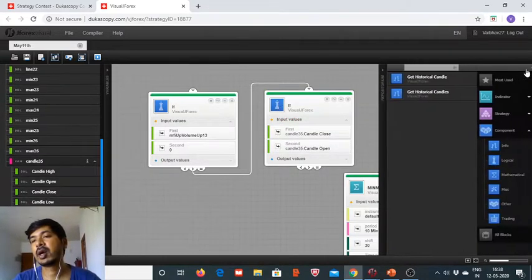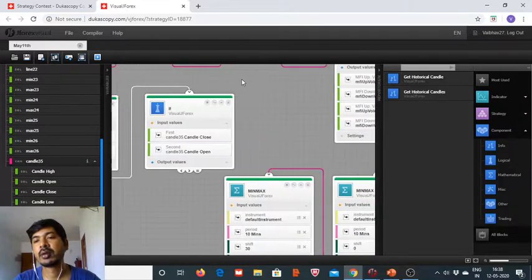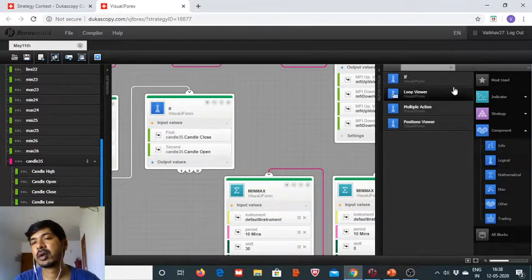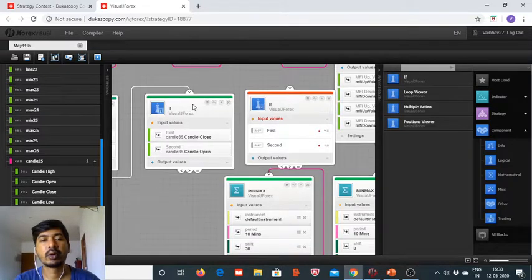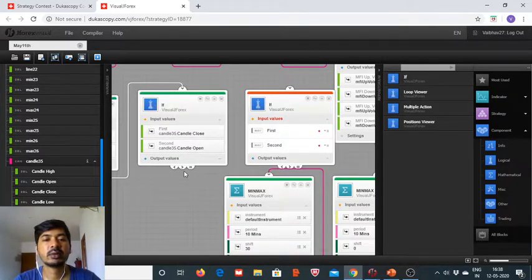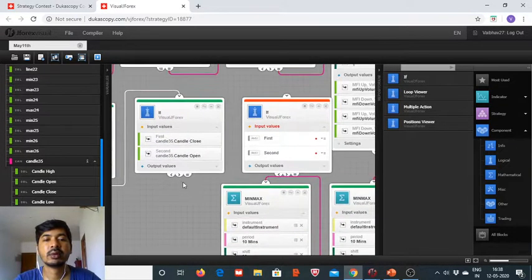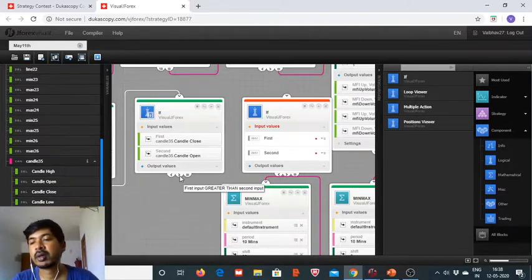Okay, so we now again take logical info, and here comes a block. First input greater than second input.